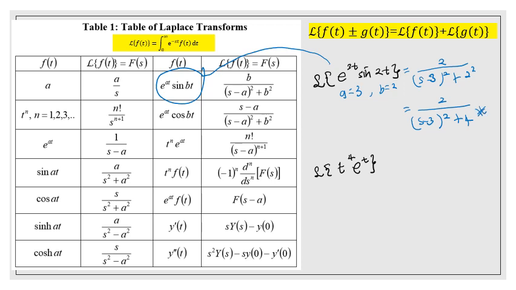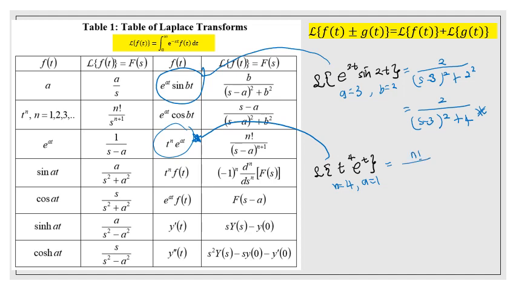Okay, so next example we have t power 4 e power t. Okay, so this example comes from this table. So define first what is n. n is equal to 4. So a is equal to 1. So to find the Laplace transform, we just substitute.